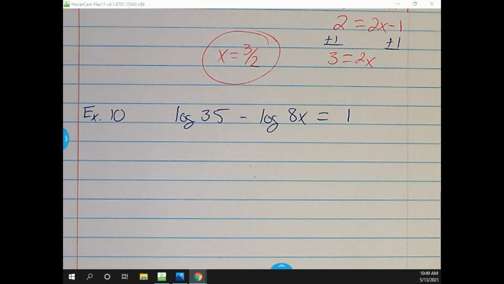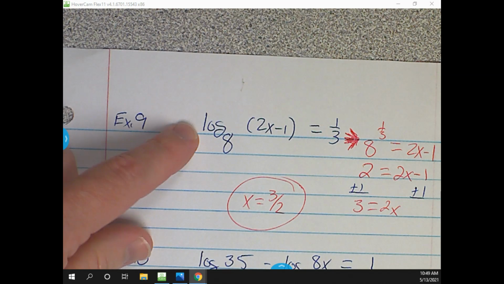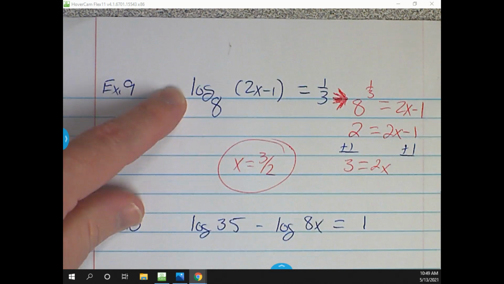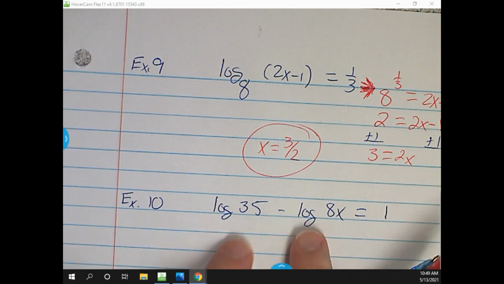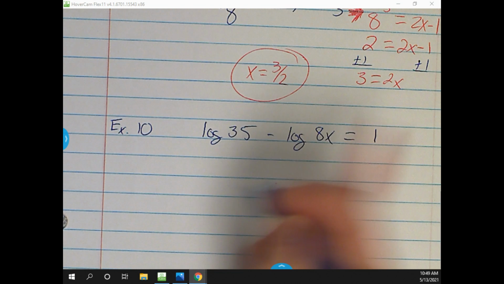Okay, the big difference on this one is we always had one log expression for the other problems we were doing. This one's got two log expressions. So if you start a problem off and there's two log expressions, you have to condense.